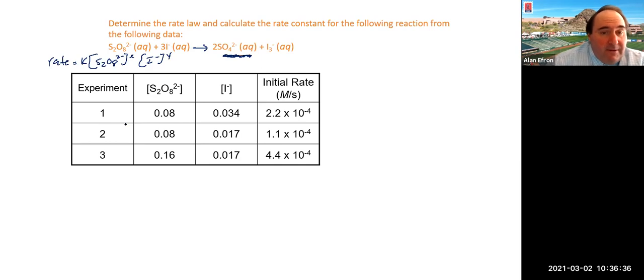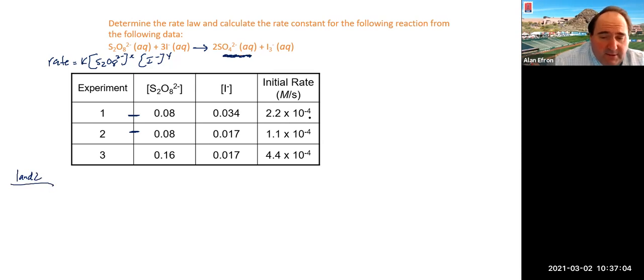Approaching the table here, again, we're looking to find two entries where one of the concentrations remains the same and the other one is varied. So just looking at it here, we see right off the bat 1 and 2. We'll keep our S2O8 2 minus constant while varying our other. So that's where we'll start. So we'll look at 1 and 2 here.